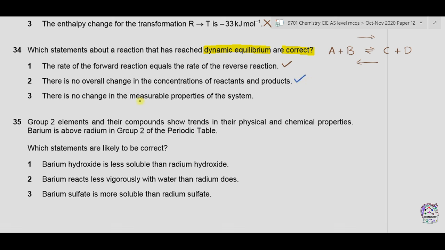3. There is no change in the measurable properties of the system. Now by measurable properties we mean the ratio of partial pressure if the reactants and products are gases, or it could be the concentration of reactants and products. As we know that the ratio of partial pressure, if these are gases, or the concentration becomes constant, it is not changing in equilibrium, so therefore option 3 is also correct. All 3 options are correct, so the answer is A.